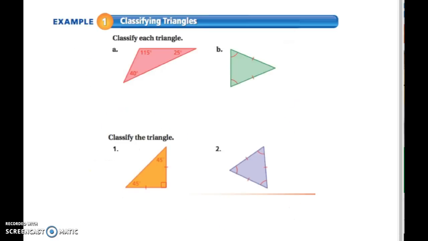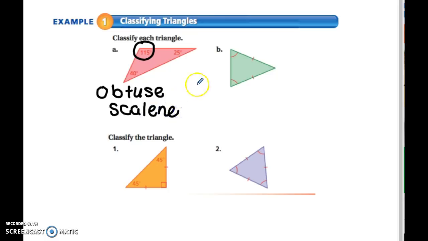Let's take a look at some examples. We want to classify the triangle. We're going to classify it using the angles and the sides. So here we see we have one obtuse angle. So we know it's going to be obtuse. And we have no sides that are the same. So that's scalene. So this example is an obtuse scalene triangle.